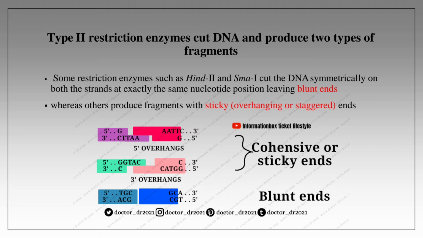Type 2 restriction enzymes cut DNA and produce two types of fragments. Some restriction enzymes, such as HaeIII and SmaI, cut the DNA symmetrically on both strands at exactly the same nucleotide position, leaving blunt ends, whereas others produce fragments with sticky, overhanging or single-stranded ends, as you can see in this diagram below.